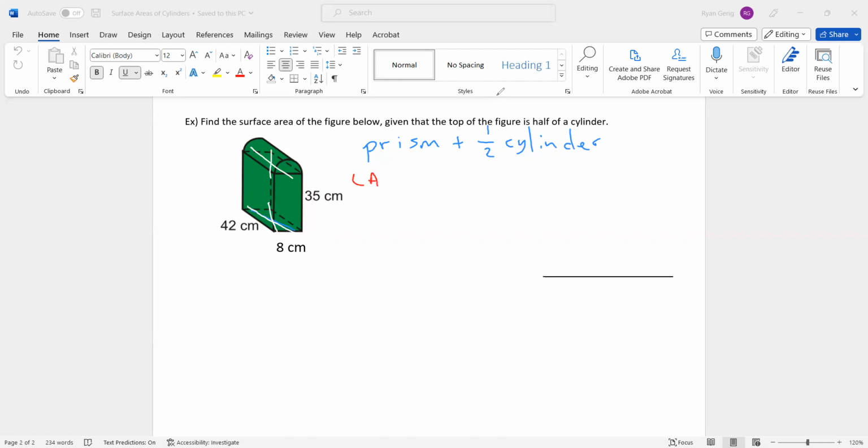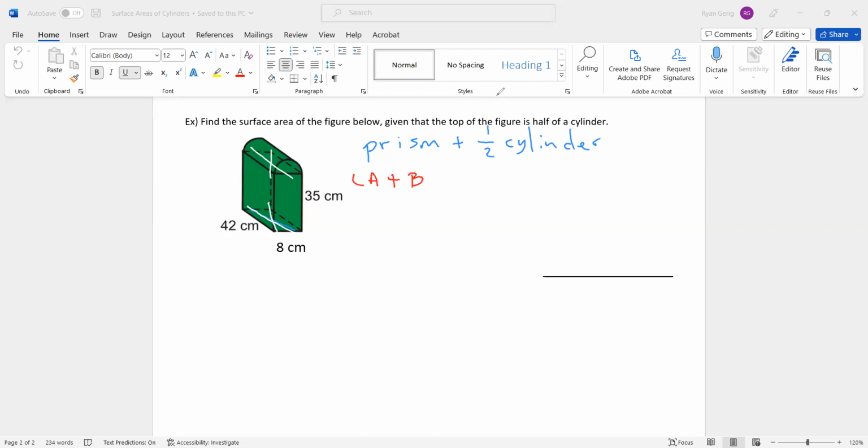Now, are both of those bases, those white X's, showing? No. The bottom one is. If I could pick this thing up, I could show you the bottom. That one I can see. But the top one is covered up by the cylinder. I would have to take the cylinder off to see that base. So that is not included in my surface area, and I'm only finding the area of one base.